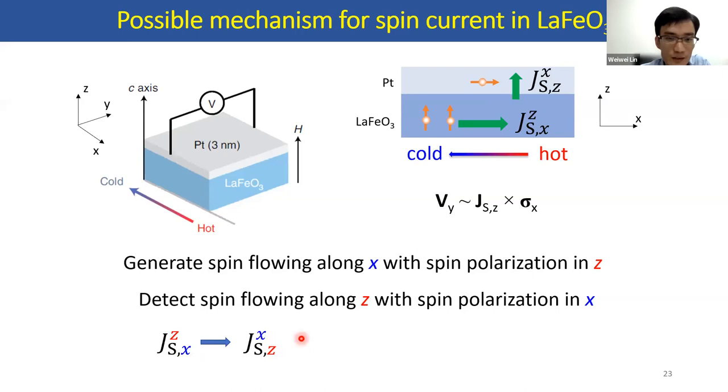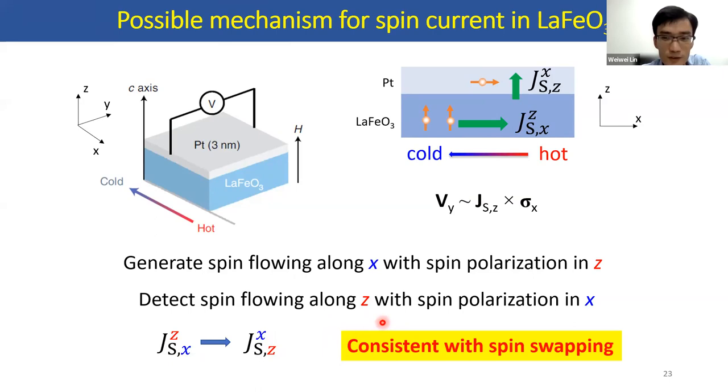So this is consistent with the so-called spin swapping. This was overlooked previously for spin transport, but it was already proposed more than 10 years ago, also by Diakonov. One may ask the question, what's the consequence of the spin current?